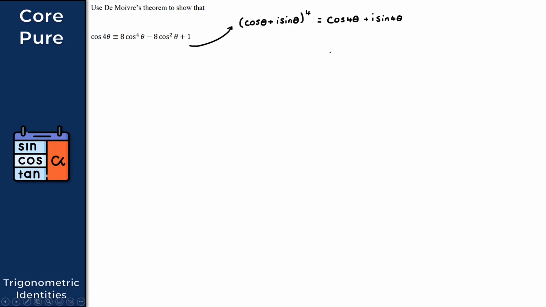Now this is useful because what we can do here is apply the binomial expansion to the left-hand side. And because we have cos 4 theta on the right-hand side, what we can do later on, once we've done the full binomial expansion, is equate the real parts. Okay, and that would give us an expression for cos 4 theta, and hopefully we'll obtain this result here. So to get started, as we've already mentioned, let's now use the binomial expansion.